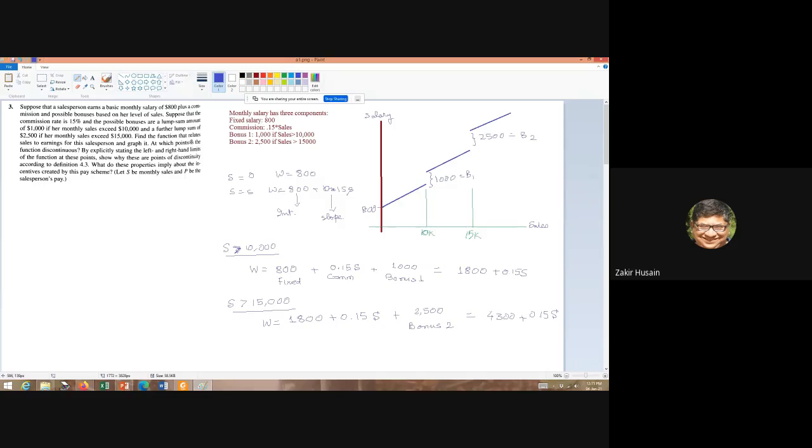At which points is the function discontinuous? When s is equal to 10K and when s is equal to 15K. So discontinuity occurs at 10K and 15K.